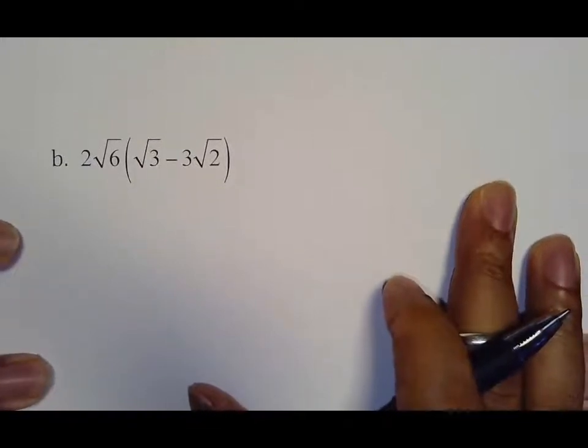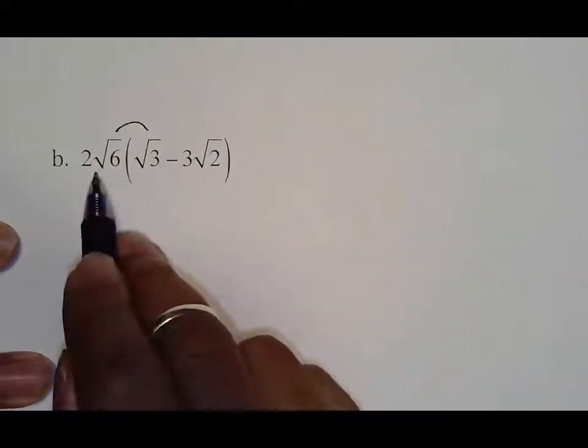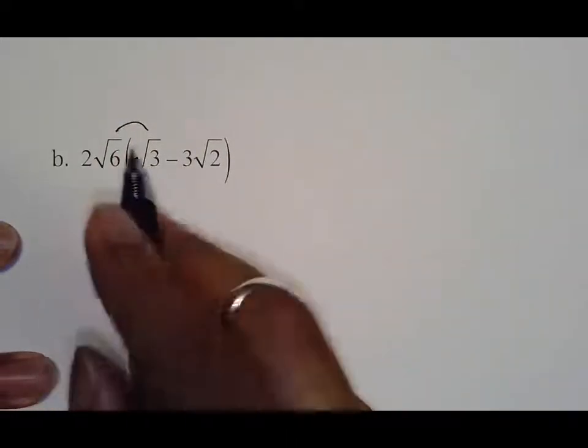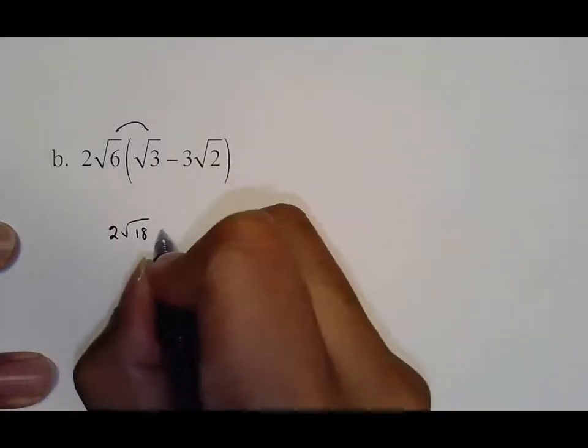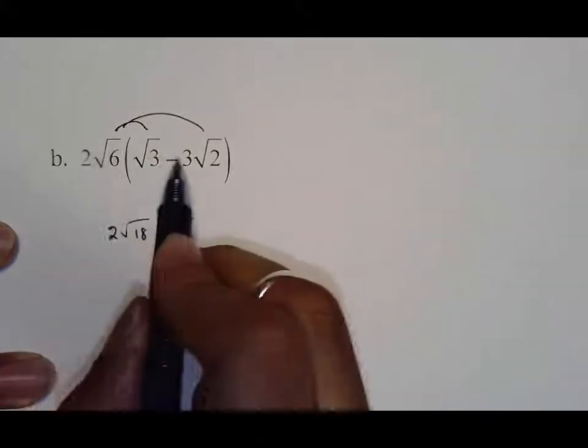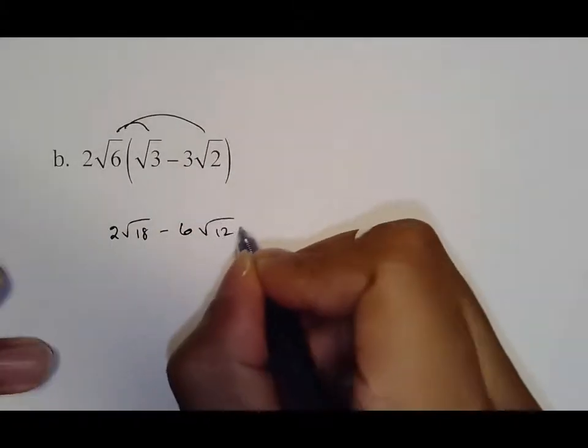Same thing here, 2 root 6 times root 3 minus 3 root 2. In this multiplication, think outside first. 2 is the only outside number, and 6 times 3 is 18. Minus, when you do this, the outside numbers are 2 and 3, which makes 6. My inside numbers are 6 and 2, which makes 12.